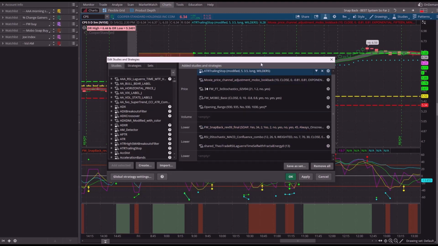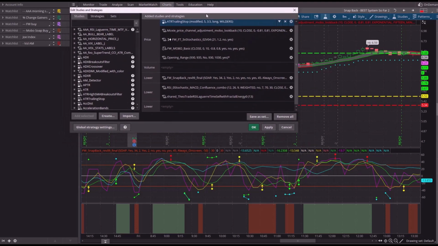And finally, the lower studies, we have the FW Snapback Revision Final. It's got the SOAP in there, and I did alter it a little bit to best work in this environment. This is the one we'll be talking about for the buy signals, and here it is right here. We'll look at this in a little more detail in a minute. And then, that's right, I removed that one.